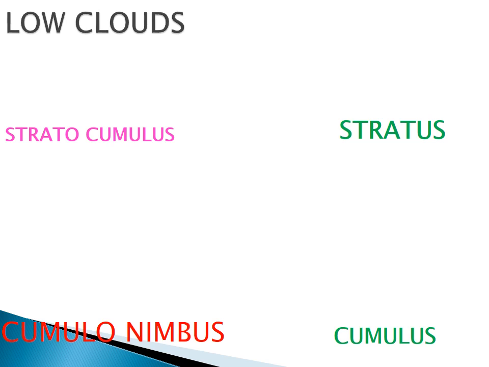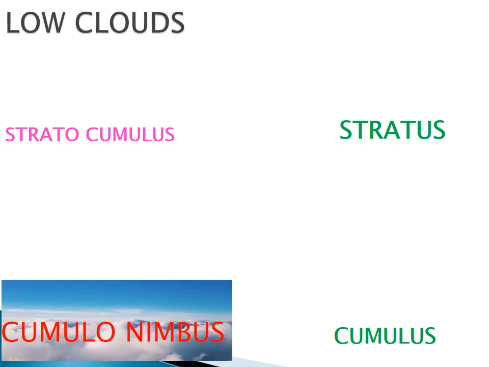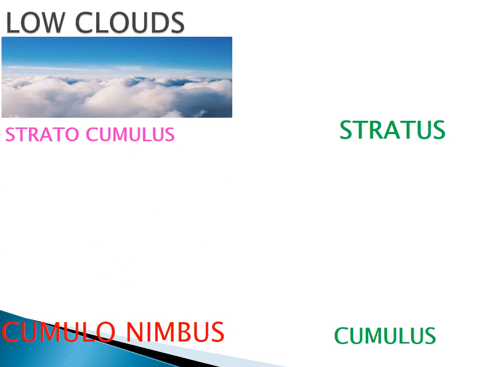And the next clouds are low clouds. Okay, there are 4 types in low clouds. The first one is stratocumulus, then stratus, cumulonimbus and cumulus. Okay, you should memorize all the names. First one is stratocumulus. This is the picture of stratocumulus. Grey or whitish layer of non-fibrous low clouds found in rounded patches at a height of 2500 to 3000 meters, associated with fair and clear weather.